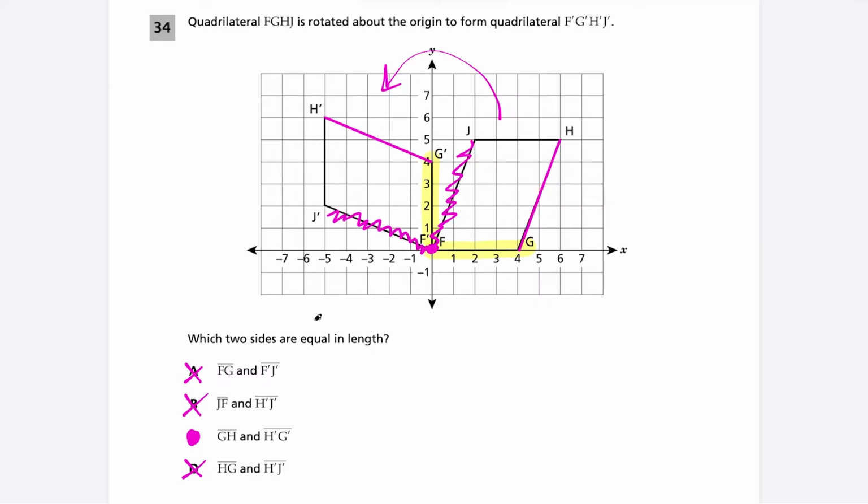So that's what we're looking for. But remember, the nice shortcut here is that the letters have to match up. If we're going from FGHJ to F prime G prime H prime J prime, then GH would have to map to G prime H prime in the other one. So C is our answer.